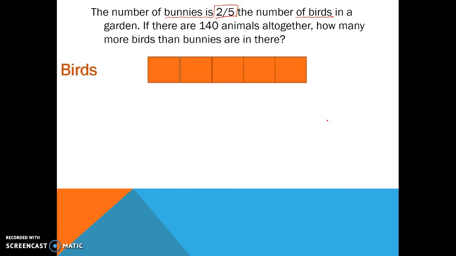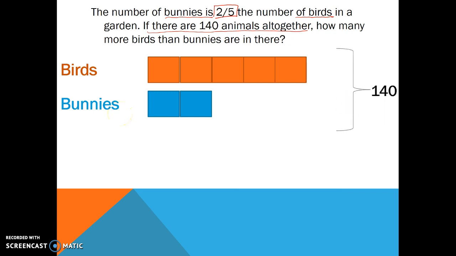So let's draw a bar model. There's birds with 5 units, bunnies with 2 units. If there are 140 animals altogether, how many more birds than bunnies are there? Well, let's just deal with this now. So if I look at all of these units between the birds and the bunnies, I have 7 altogether. That 7 units equals 140 animals.